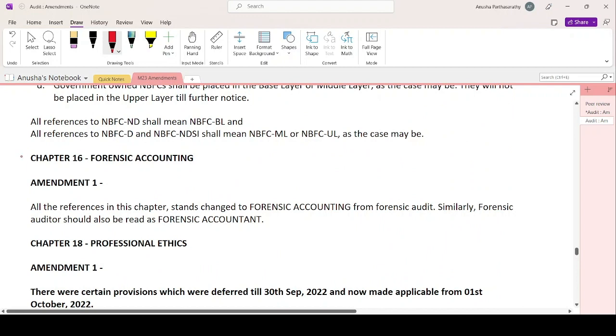So what is there in chapter number 16? Nothing except one thing. Everywhere where audit or auditor was mentioned, now it has to be read as accountant or accounting. Earlier it was forensic audit, now it is forensic accounting. Earlier it was forensic auditor, now it is forensic accountant. Simple, right? But it's a change.